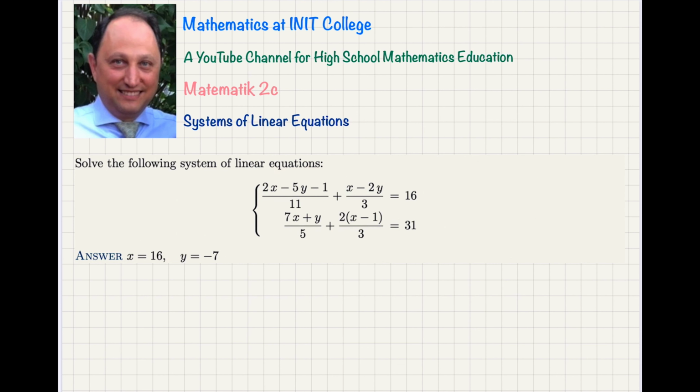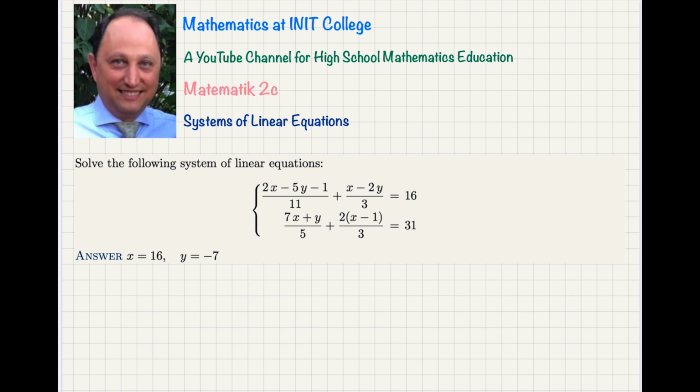The first equation is (2x minus 5y minus 1) all over 11 plus (x minus 2y) all over 3 equals 16. The second equation reads as follows: (7x plus y) all over 5 plus (2 times x minus 1) all over 3 equals 31.